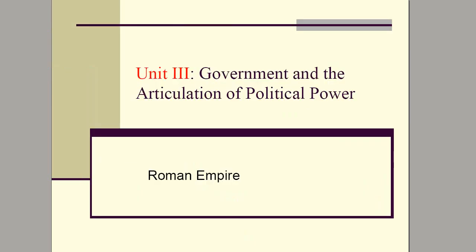We are in Unit 3, Government and the Articulation of Political Power, and today we're talking about the Roman Empire. The Roman Empire comes into being when the Republic comes to an end, roughly dated to around 30 BCE, and the Roman Empire ends, we're going to pick a date, 479 CE. There are a lot of different ways to look at the end of the Roman Empire, but 479 CE will work for us.